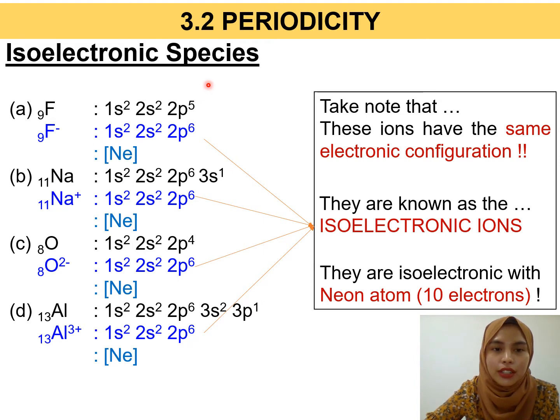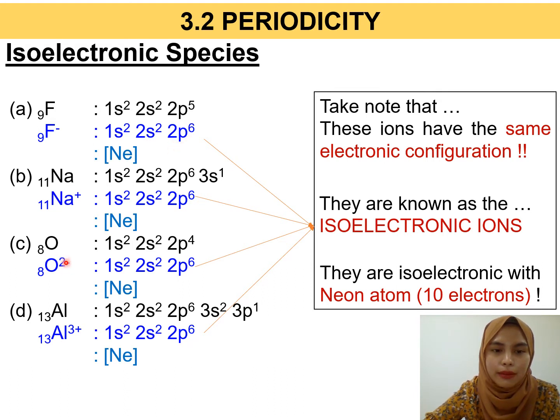yang sama. So sebagai contoh, if you look at here, fluorine atom, dia punya electronic configuration dia 1s2 2s2 2p5, tapi bila jadi fluorine negative ion dia akan ada electronic configuration of 1s2 2s2 2p6. Okay, for sodium atom, this is the electronic configuration of sodium atom, but when sodium jadi sodium positive ion, dia akan mempunyai electronic configuration just the same as F minus.